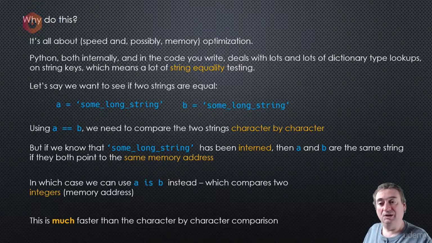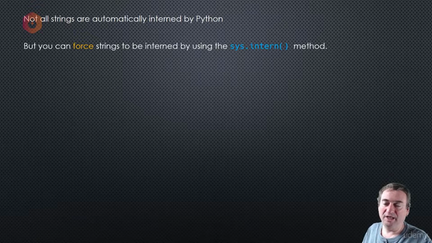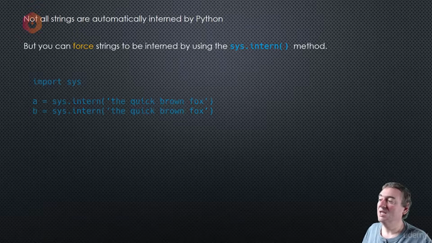And in fact, we'll take a look at that in the code that we'll look at a little later in the video. So not all strings are interned by Python. You've got to be careful about that. But you can force strings to be interned yourself. There is a method, the intern method in the sys module, that you can use to actually force interning of strings, basically making that particular string a singleton.